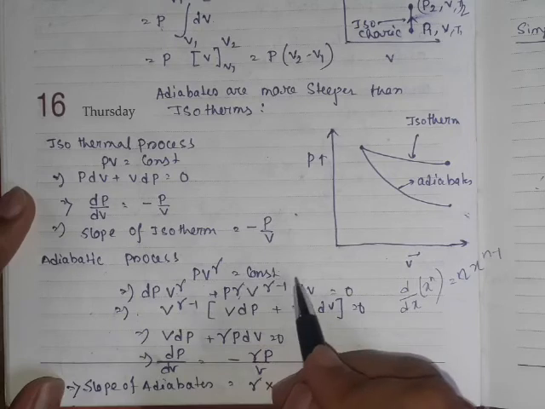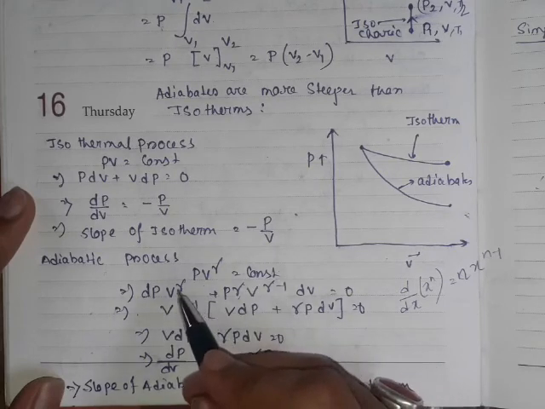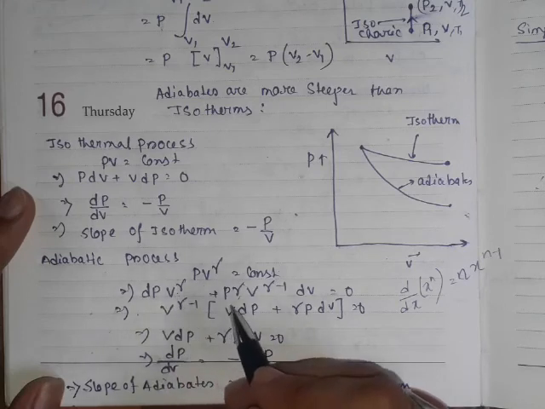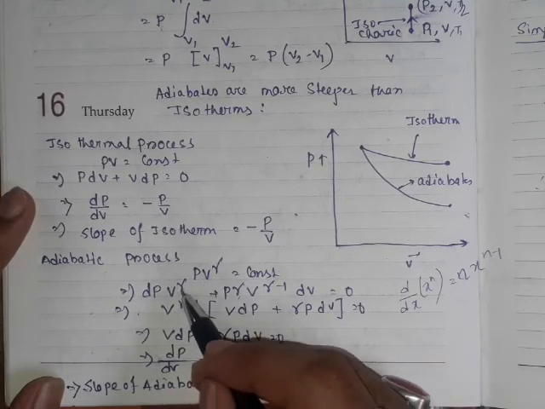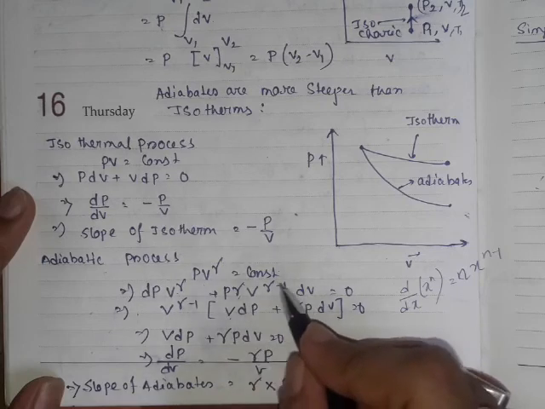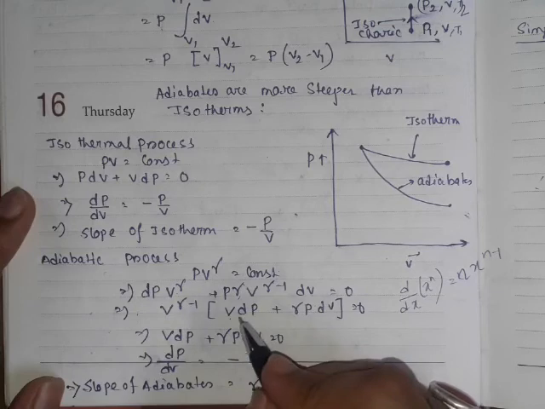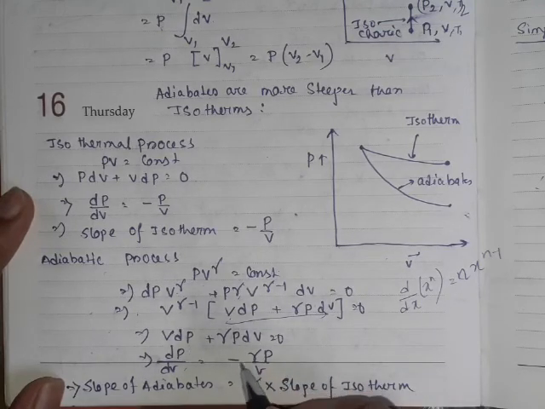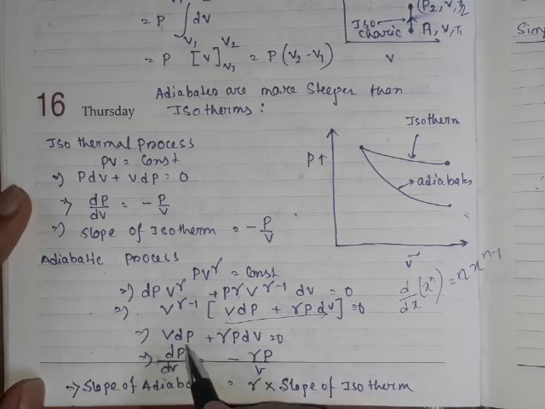Now just take V to the power gamma minus 1 common from these two terms. From the first term you will get V dP, because V to the power gamma minus 1 is taken out of V to the power gamma, so V remains, and from the second term it will be gamma P dV. Setting this to 0, you will get dP by dV is minus gamma P by V, and that is the slope of the adiabat.